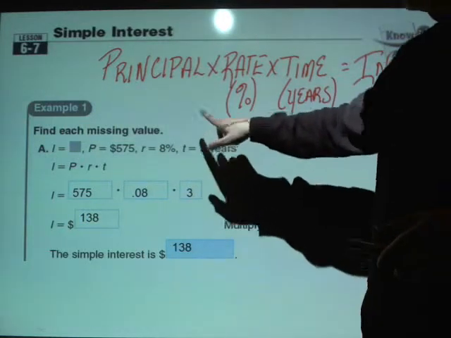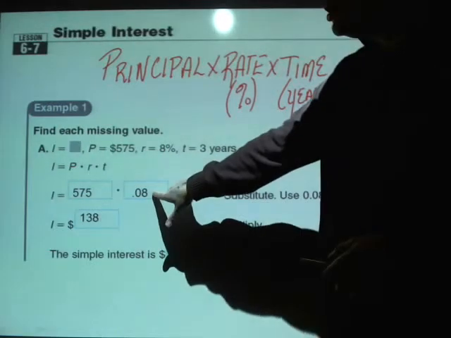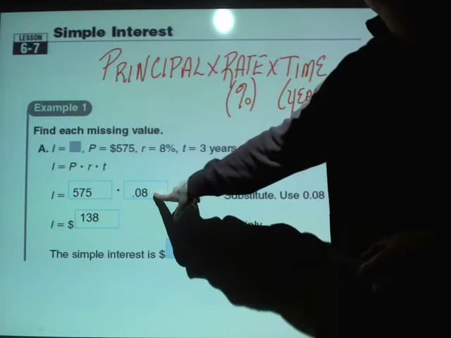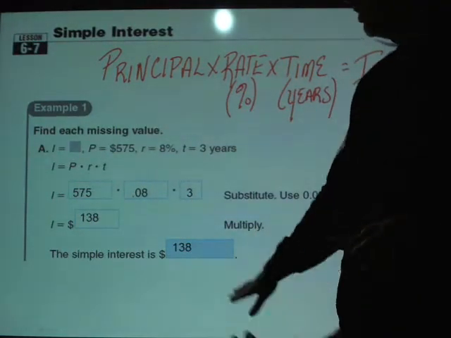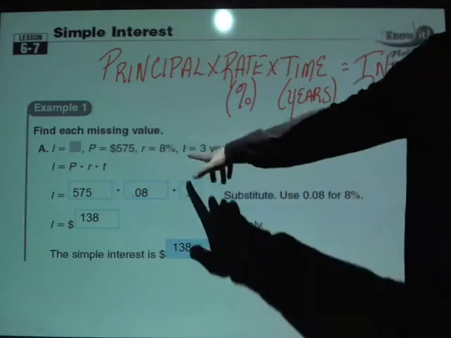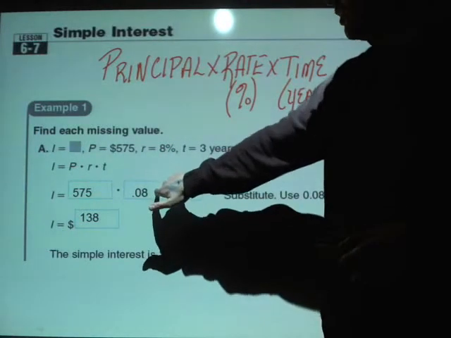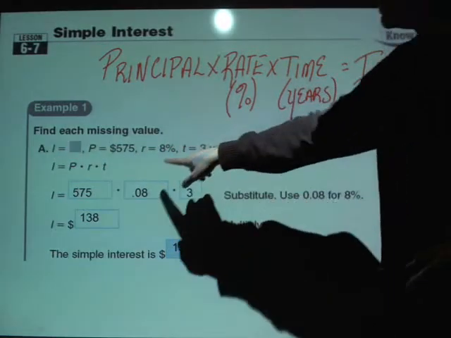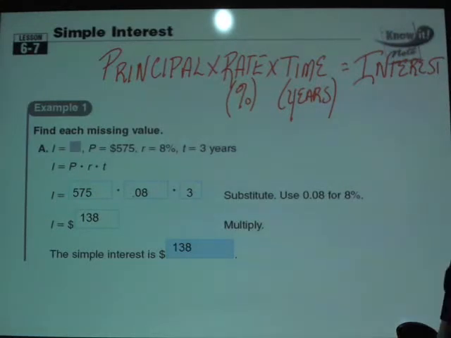Well, when I do that here, notice 8%, as we did in 6.5 the other day, I'm going to change that to a decimal for the purposes of using a calculator. If you have a percent key or you know how to use that percent key, by all means leave it 8%. But if you don't, 0.08 is the way to go. Remember, to change a percent to a decimal, you get rid of the percent sign and then move the decimal 2 times to the left, which is where 0.08 came from. So 575 times 0.08 times 3, that's 138. So this amount of interest being made is $138.